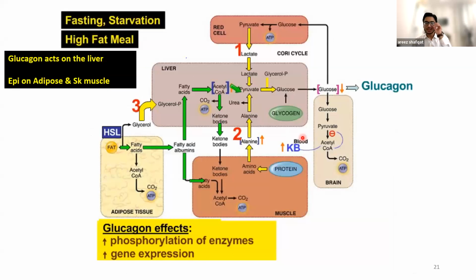Okay, so now let's move to the other side. Let's discuss the fasting state, okay? So in the fasting state, you have a decrease in blood glucose that stimulates glucagon production.